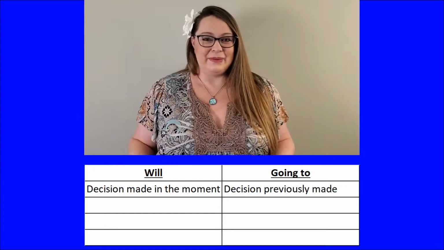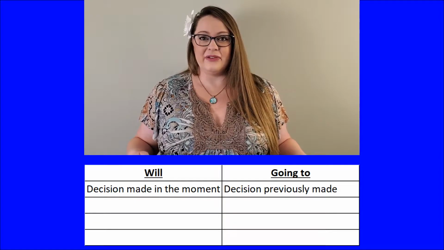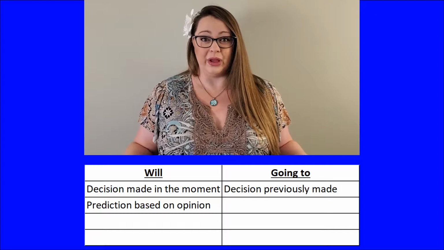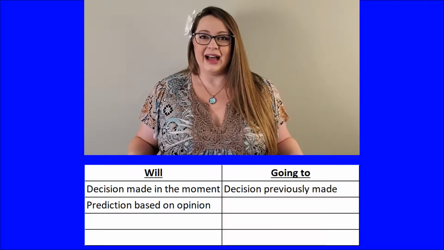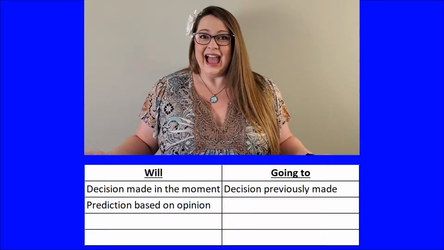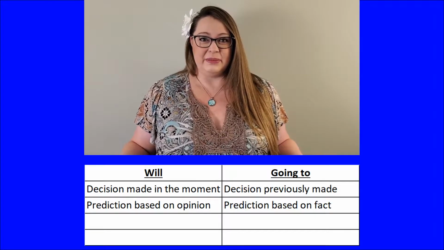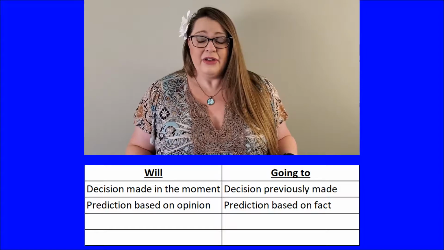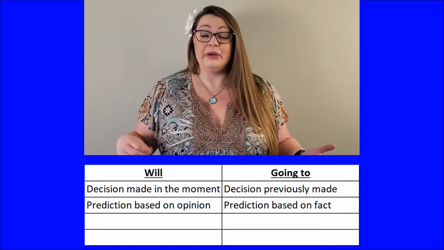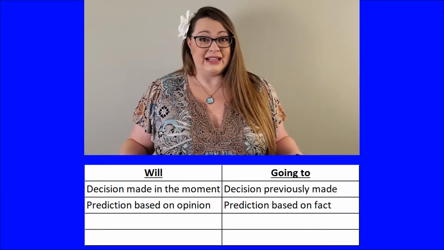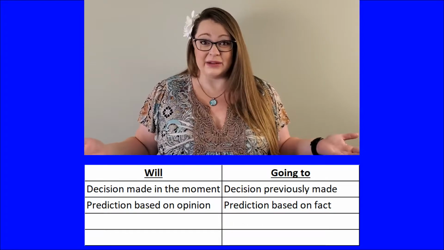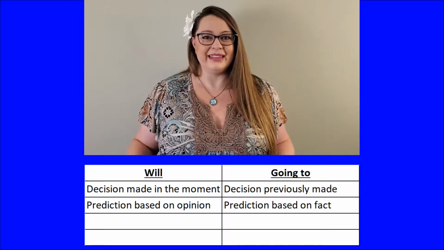The second is based on predictions. If a prediction is based on someone's opinion, they would use the word will. For example, I think that number 5 will win the race. However, if the prediction is based on some kind of fact, for example, something we can hear or see right now, we would use going to. For example, number 5 is going to win the race. He's already ahead by 30 meters.